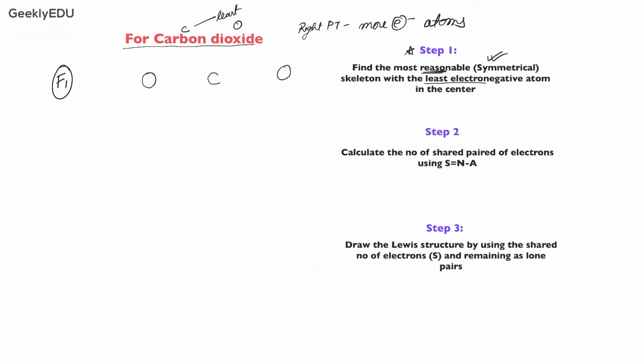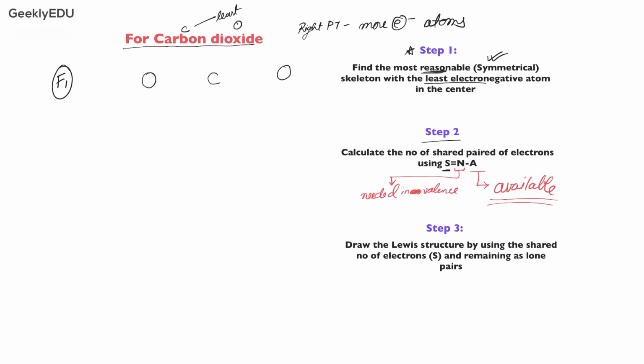Now step number two is to calculate the number of shared pairs of electrons, that is S. Now how do you calculate it? The way to calculate is you first have to find out what N is. N is the total number of needed electrons in the valence shell, right? And what is A? A stands for the total number of electrons that are available.